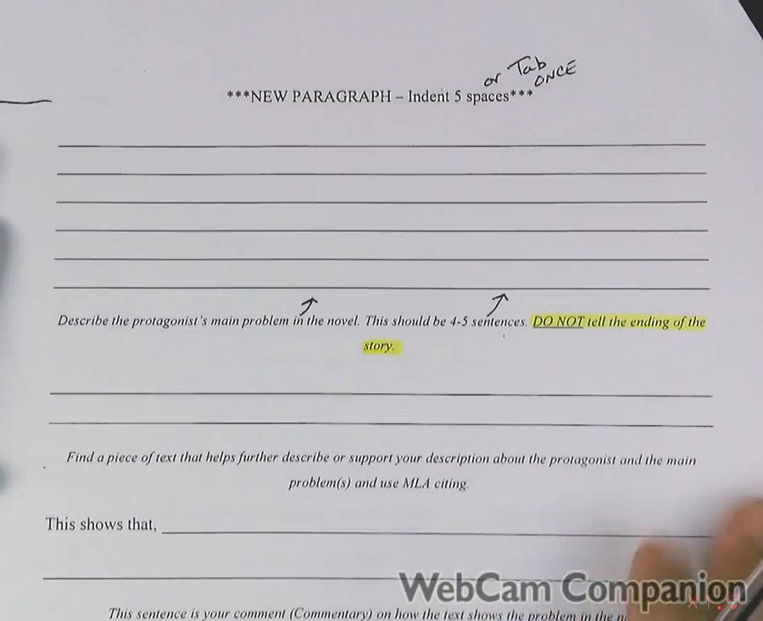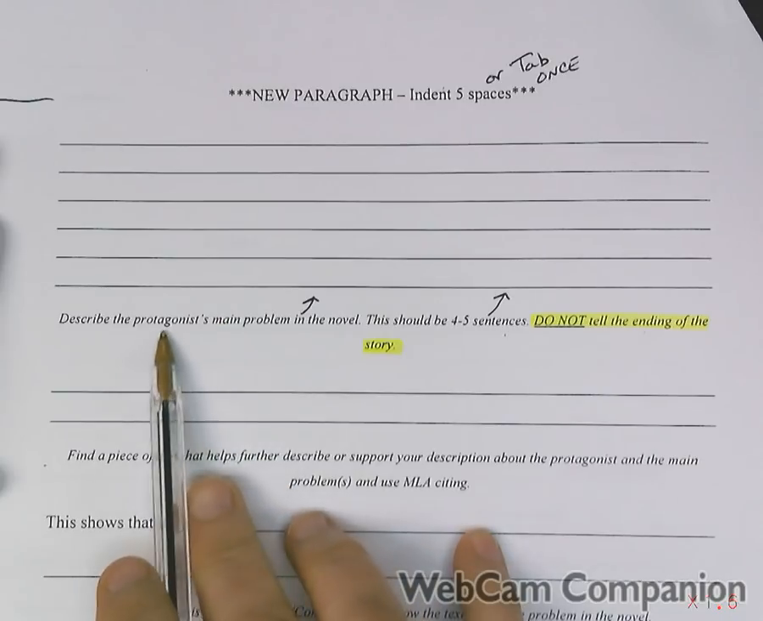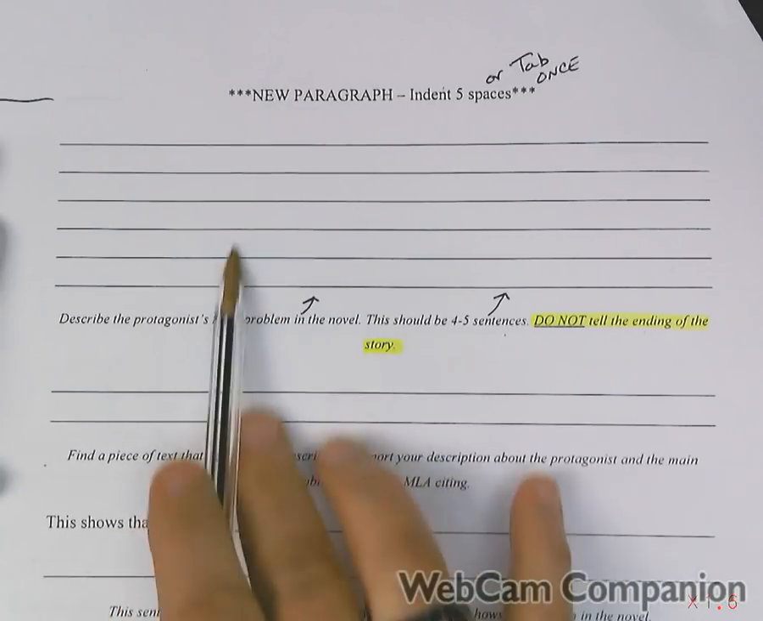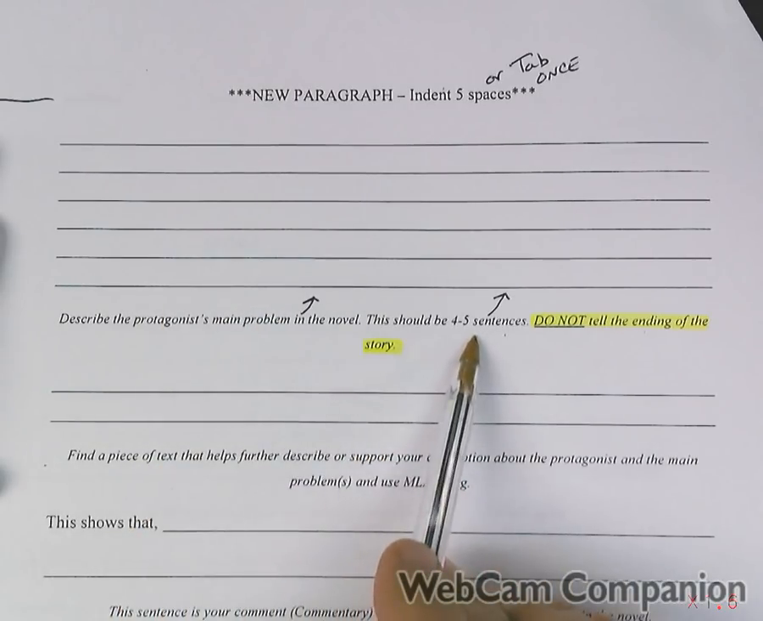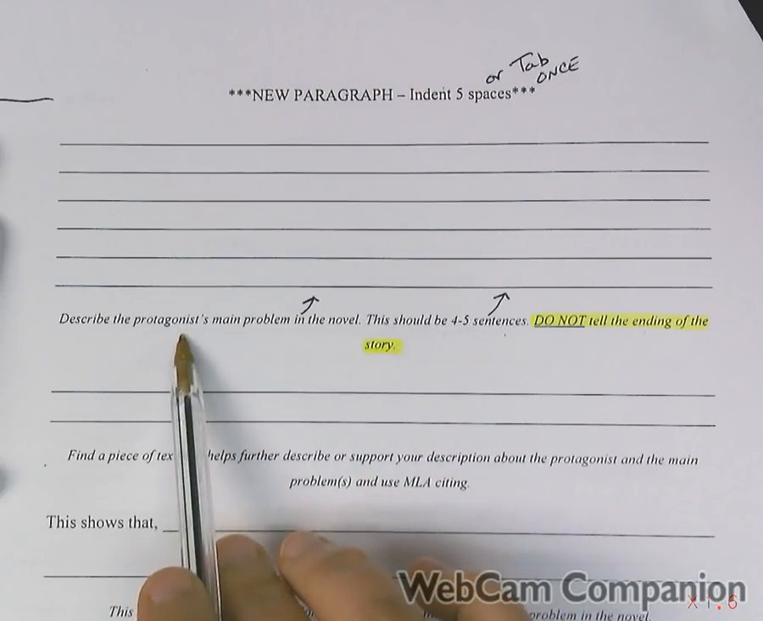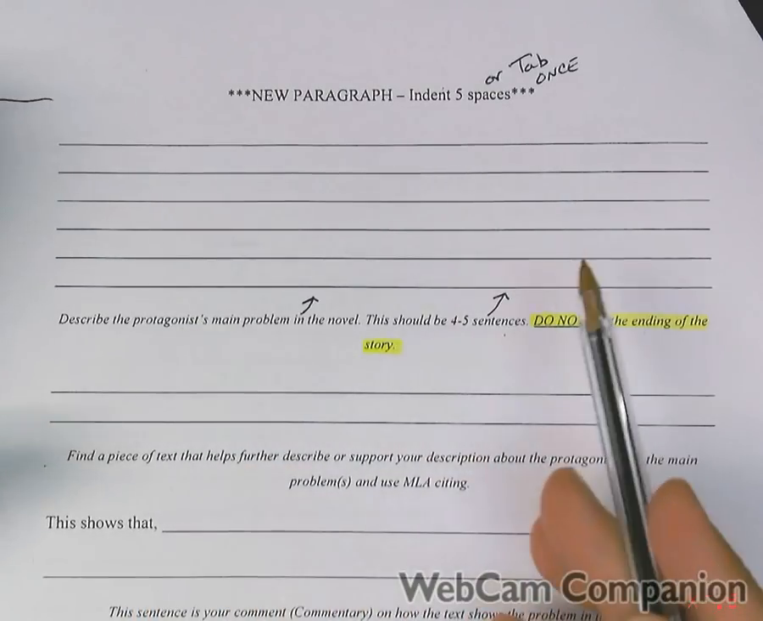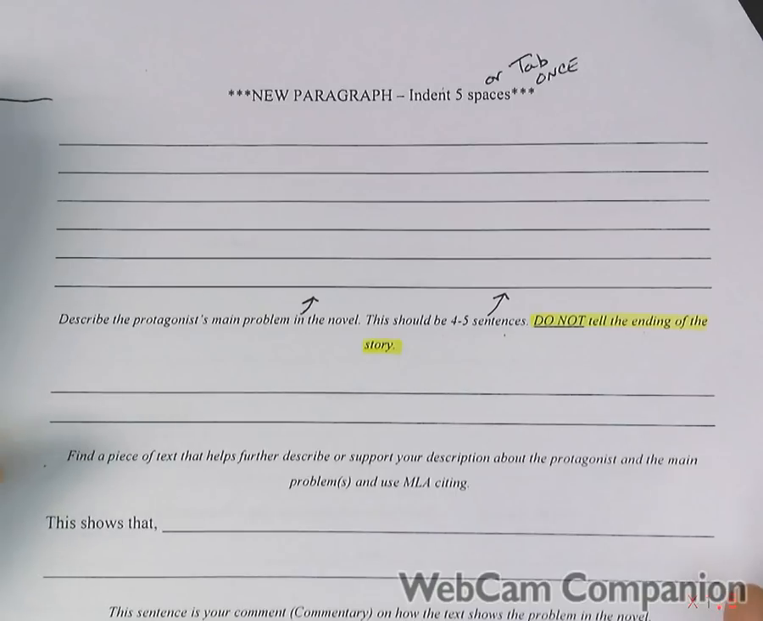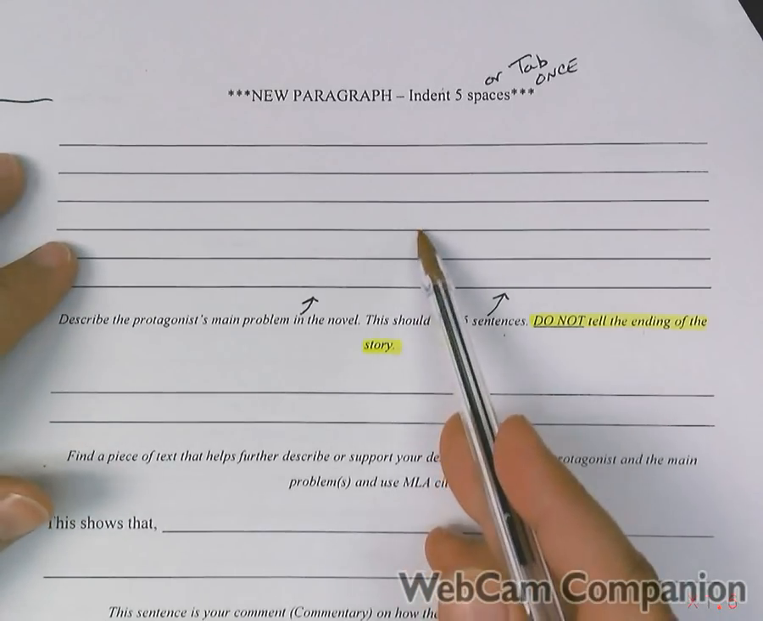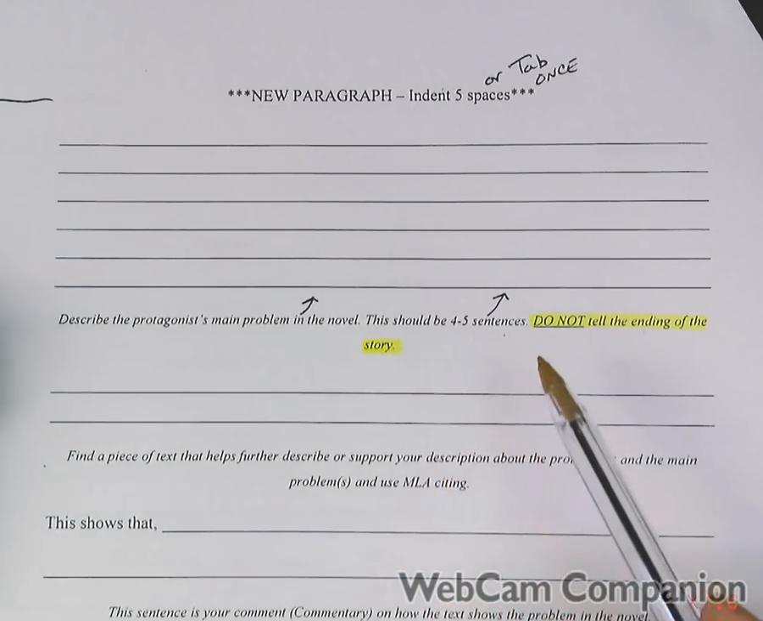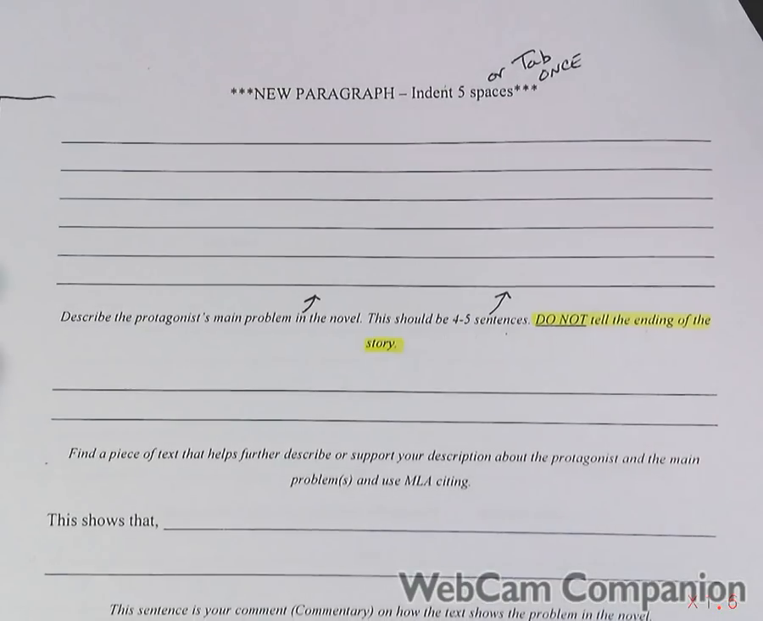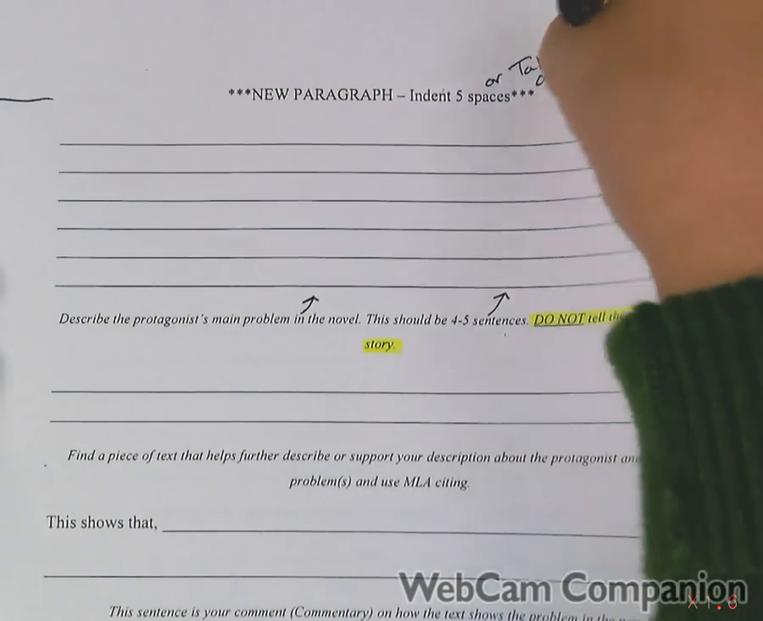So once again, these lines are for filling in 4 to 5 sentences describing the protagonist's main problem. This would be a great place to stop and pause the video and go ahead and do that right now. Okay, hopefully you're back, and now let's go on to the next situation.